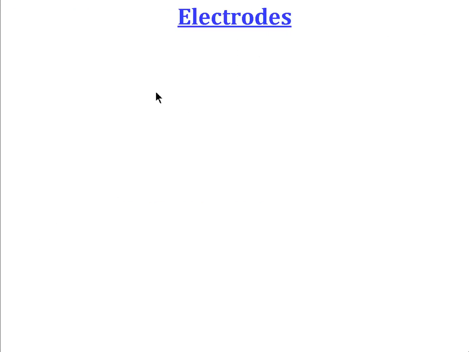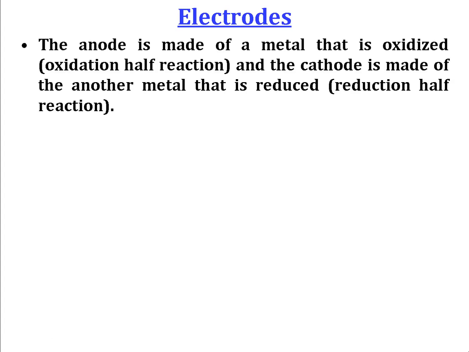In the electrochemical cell, the electrodes are connected by a wire that allows the circulation of electrons. The anode is made of a metal that is oxidized and represents the oxidation half reaction, and the cathode is made of another metal that is reduced, and this is the reduction half reaction.